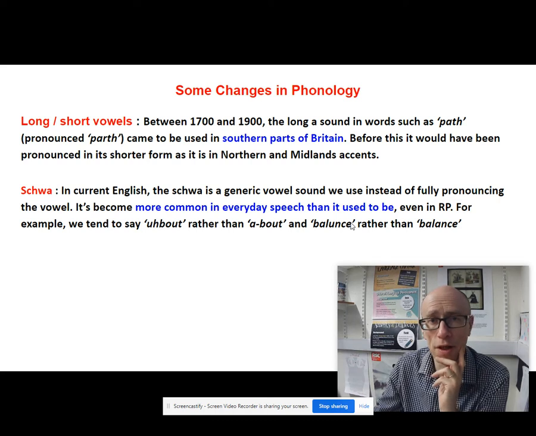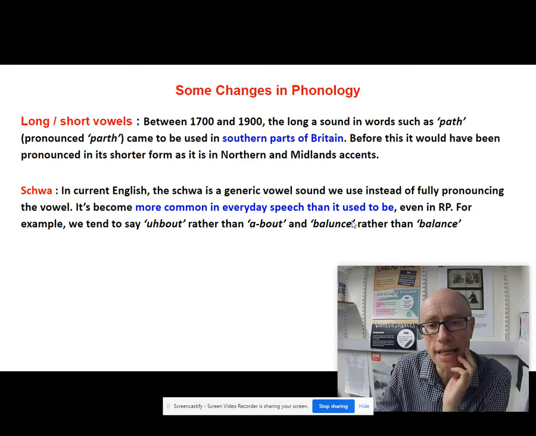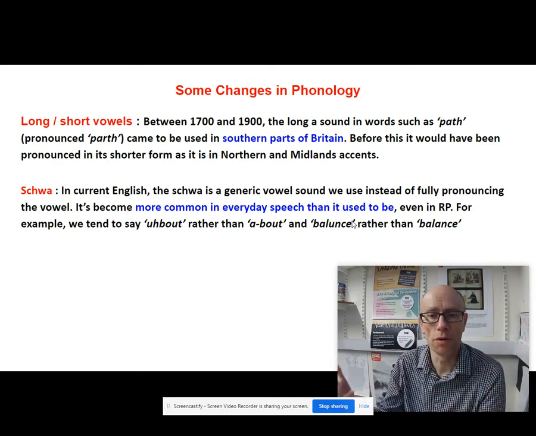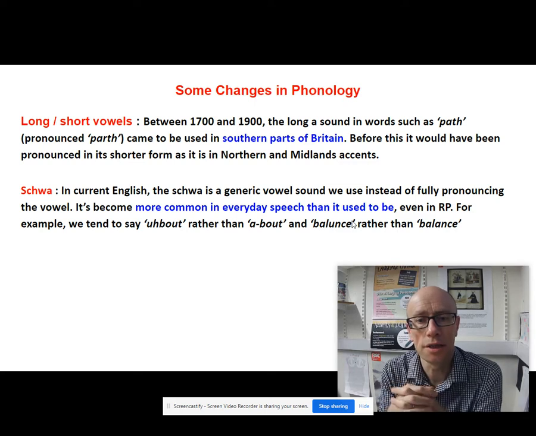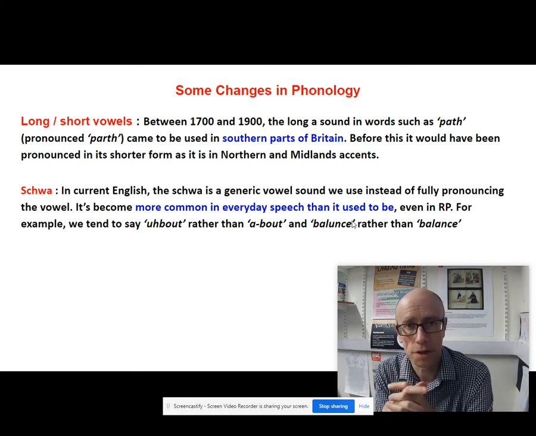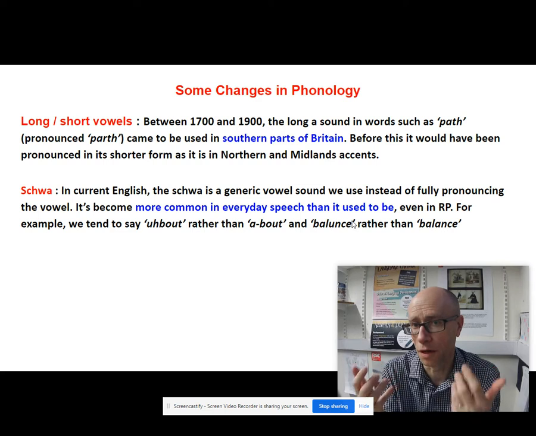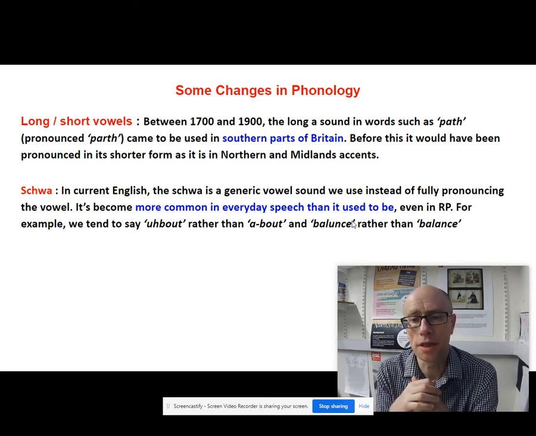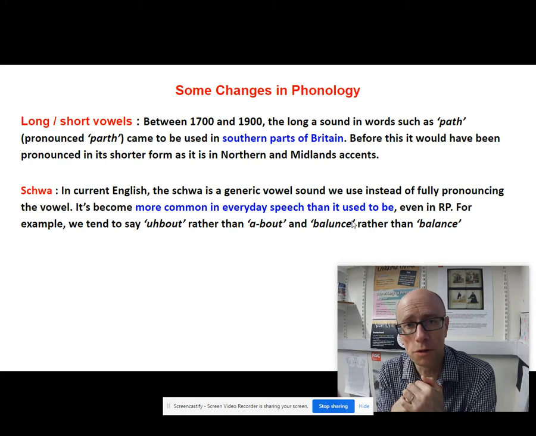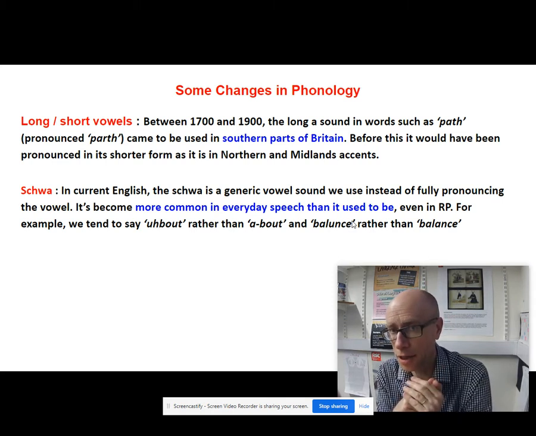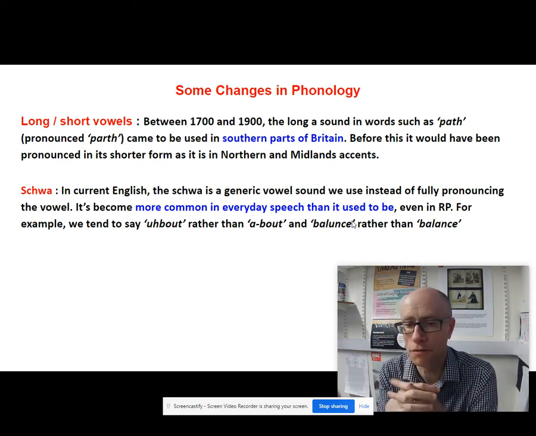and that includes the schwa. Now the schwa is an unstressed sound. When we represent it using the IPA, it's an upside down E. And in current English, the schwa is a general vowel sound that we use instead of fully pronouncing the vowel. So the thing is, it's become more common in everyday speech than it used to be, even in RP. So take a word like A-B-O-U-T, we tend to say about. So that first vowel, listen to it, that's the schwa sound. Well, linguists think that some centuries ago, it was pronounced about. So the A sound was like that ash, that flat ash vowel.